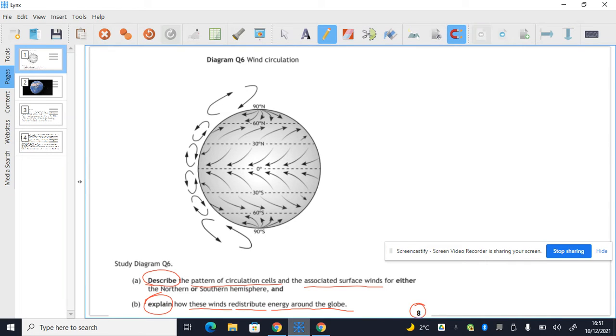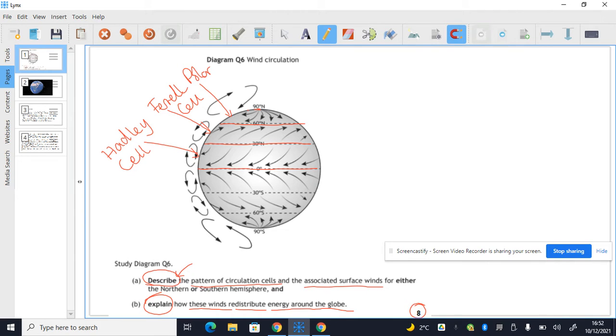Right, we are given a diagram to start with, and we're shown that it is split into these zones, okay? And the first thing you're going to want to consider, and it's quite important to remember this, is the name of the 3 key cells. So here we have the Hadley cell. We have the Ferrel cell. And then we have the polar cell. That's a very important part in order of getting all of these described marks.